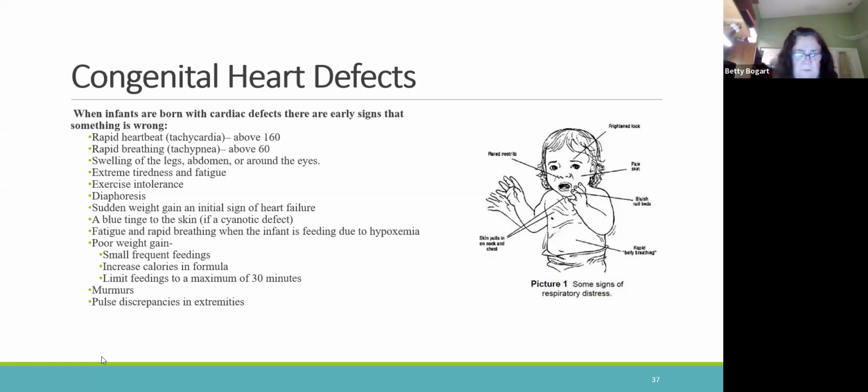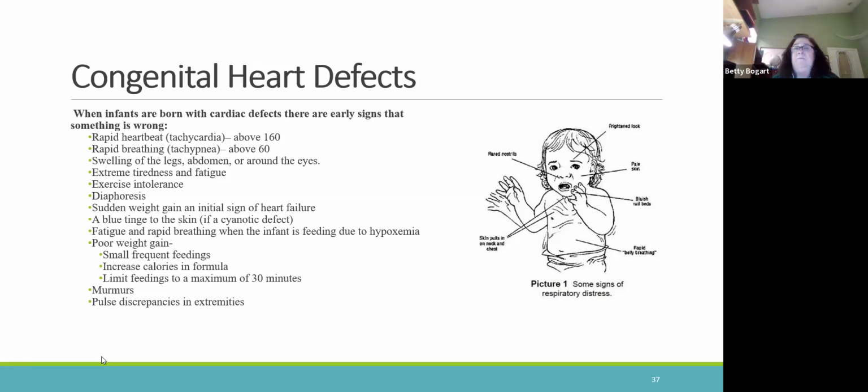Okay, congenital heart defects. Don't worry, the exam is not overly crazy on congenital hearts. And I know that's some of your big concerns. Now, you need to know signs of heart failure, okay? Which is rapid heartbeat, tachycardia, rapid breathing, tachypnea, swelling, tired, restless, exercise intolerance, diaphoretic.